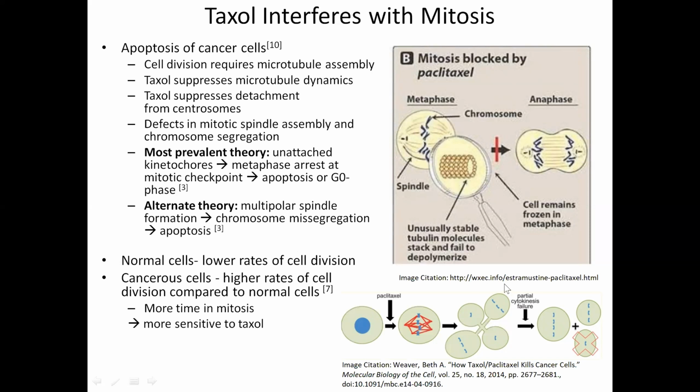There is an alternate theory that instead multipolar spindle formation will lead to chromosome missegregation, which leads to apoptosis. As you can see in this figure, there is a multipolar spindle forming as opposed to the normal bipolar spindle. And so the chromosomes get missegregated, and in cytokinesis, there is partial cytokinesis failure, and it leads to apoptosis with multiple cells forming. The difference in mitosis between normal cells and cancerous cells is that cancerous cells have much higher rates of cell division. So they spend more time in mitosis, and that leads to them being more sensitive to Taxol.